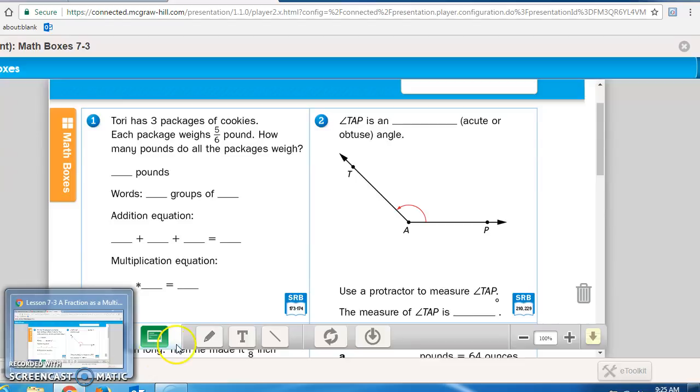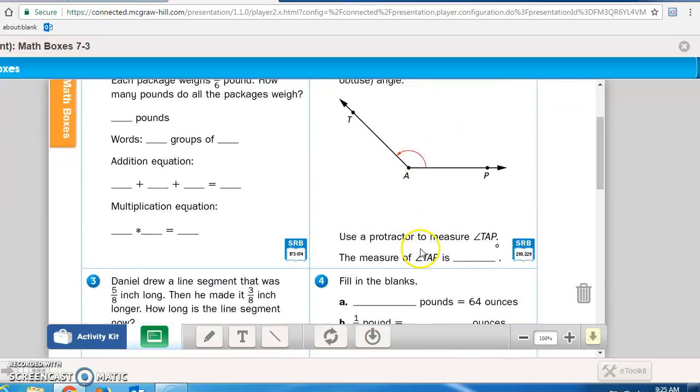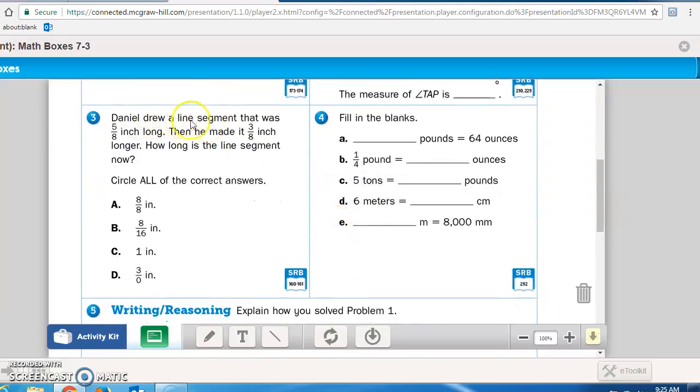Number 2 says angle TAP is what kind of angle? You need to write a letter of the angle's type. Then use a protractor to measure that angle and write your degrees here. Number 3, Daniel drew a line segment that was 5/8 inches long, and then he made it 3/8 inches longer. How long is the line segment now? If you need to, get out a measuring tool, or if you know, I can just add it and I already know the answer, go ahead and finish this math box.